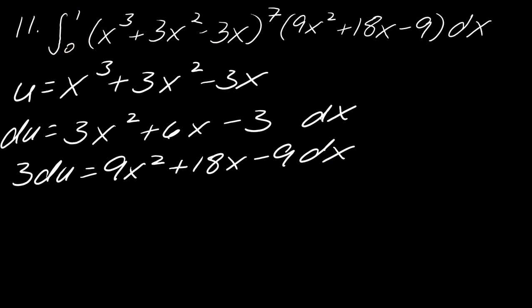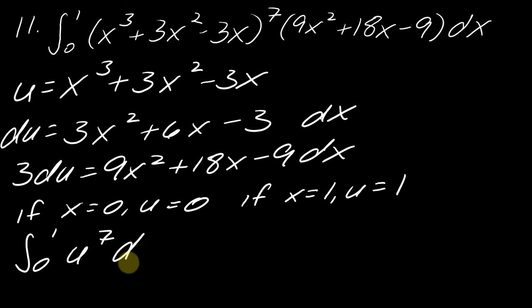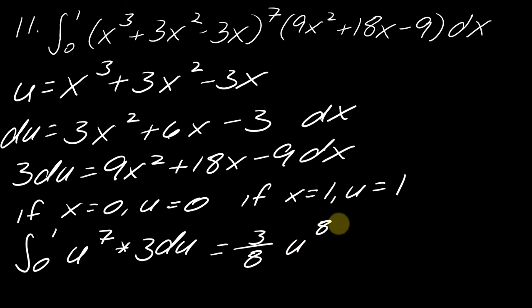My bad, sorry. So if my x is equal to 0, then my u will be equal to 0. And if my x is equal to 1, then my u will be, if I plug 1 into this, I get 1 plus 3 minus 3, so this will actually still just equal 1. So the limits of integration in this case do not change. So I go from 0 to 1. This becomes u to the 7th times 3 du. If I work this out, this becomes 3/8 u to the 8th.